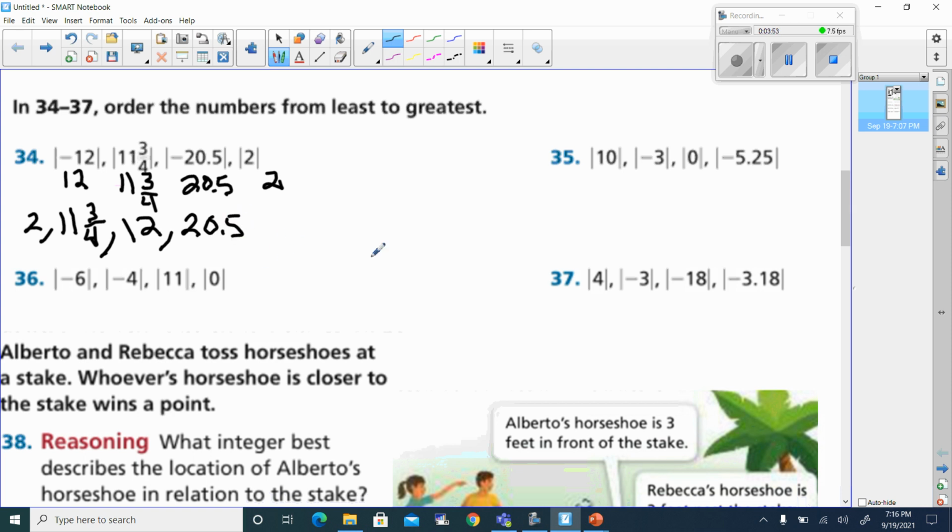Let's try number 36. Well, -6 is 6 away from 0. -4 is 4 away from 0. 11 is 11 away from 0. And 0 is just 0. There is no positive or negative version of it. So what's the order from least to greatest? Well, 0 would have to come first. 4 would be second. 6 would be next. And holding up the rear would be 11.